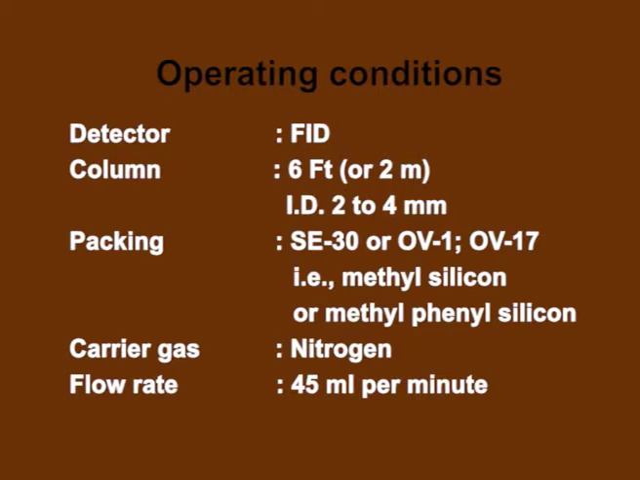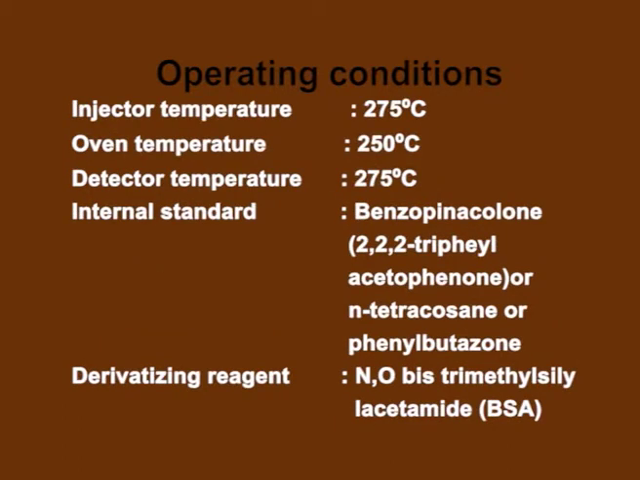Now we will move to gas chromatographic column. Packed column technique for heroin. The operating conditions are: detector will be flame ionization detector. Column will be 6 feet or 2 meter, internal diameter 2 to 4 mm. Packing will be SE30 or OV1 or it could be OV17 also, that is methyl silicone or methyl phenyl silicone. Carrier gas will be nitrogen and the flow rate will be 45 ml per minute. The injector temperature should be set at 275 degrees centigrade with oven temperature at 250 degrees centigrade and the detector temperature should be set at 275 degrees centigrade.